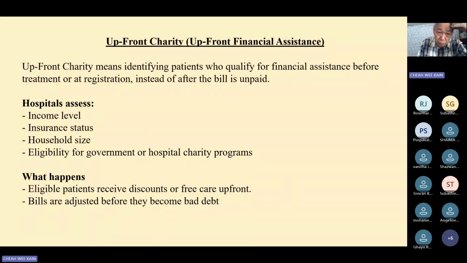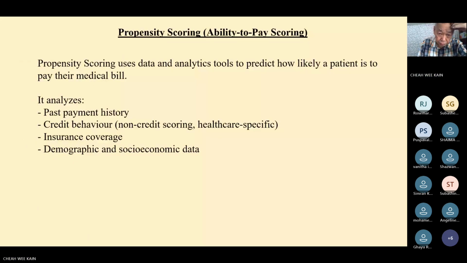Propensity scoring: how likely is a patient to pay their medical bill? They look at the past history. If this person had come before to a hospital, and the last time he paid on time. If he doesn't come and pay on time, maybe you say, we will take a gentler approach, or maybe you go to another hospital, something like that.